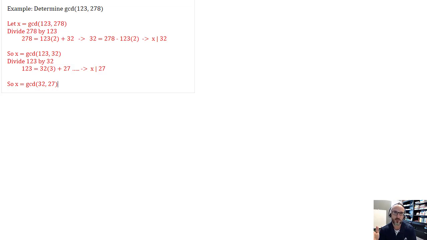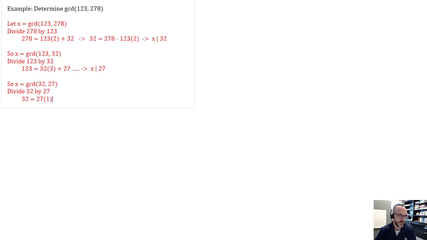In the last problem, we got two numbers where one was a multiple of the other, so you know what to do in that case. In this problem, we won't see that. Let's divide 32 by 27. So 32 divided by 27 just gives us 1.